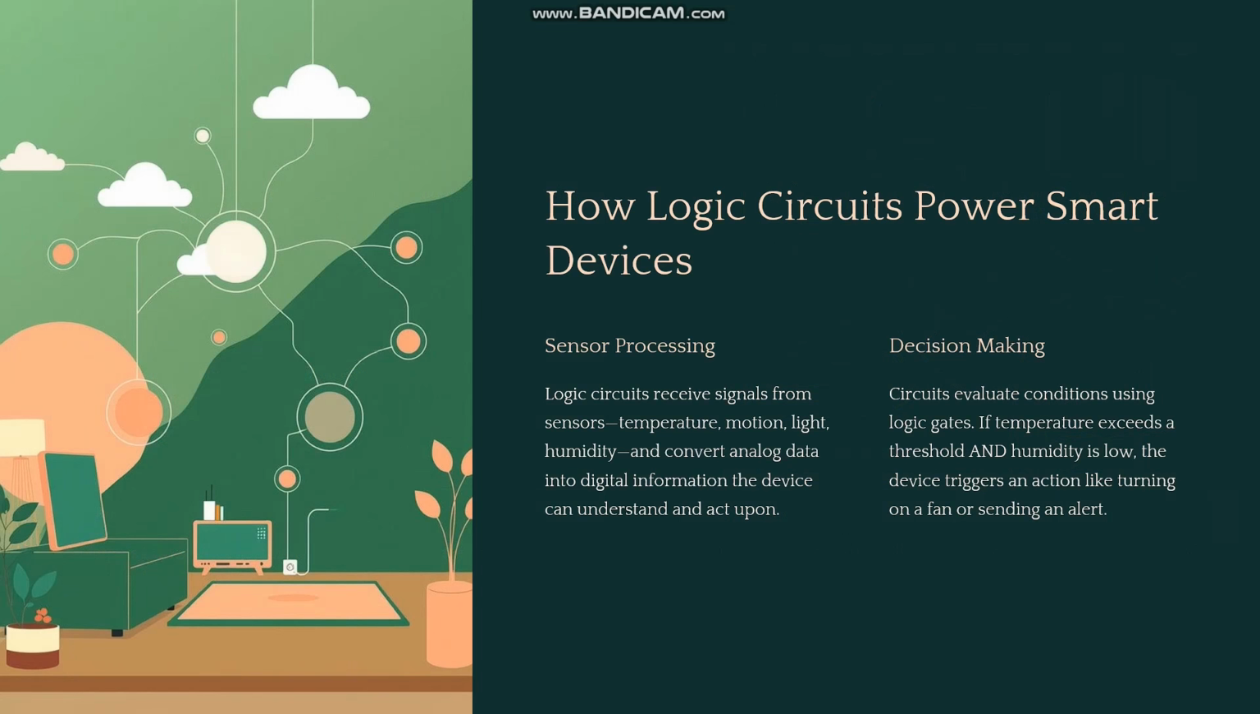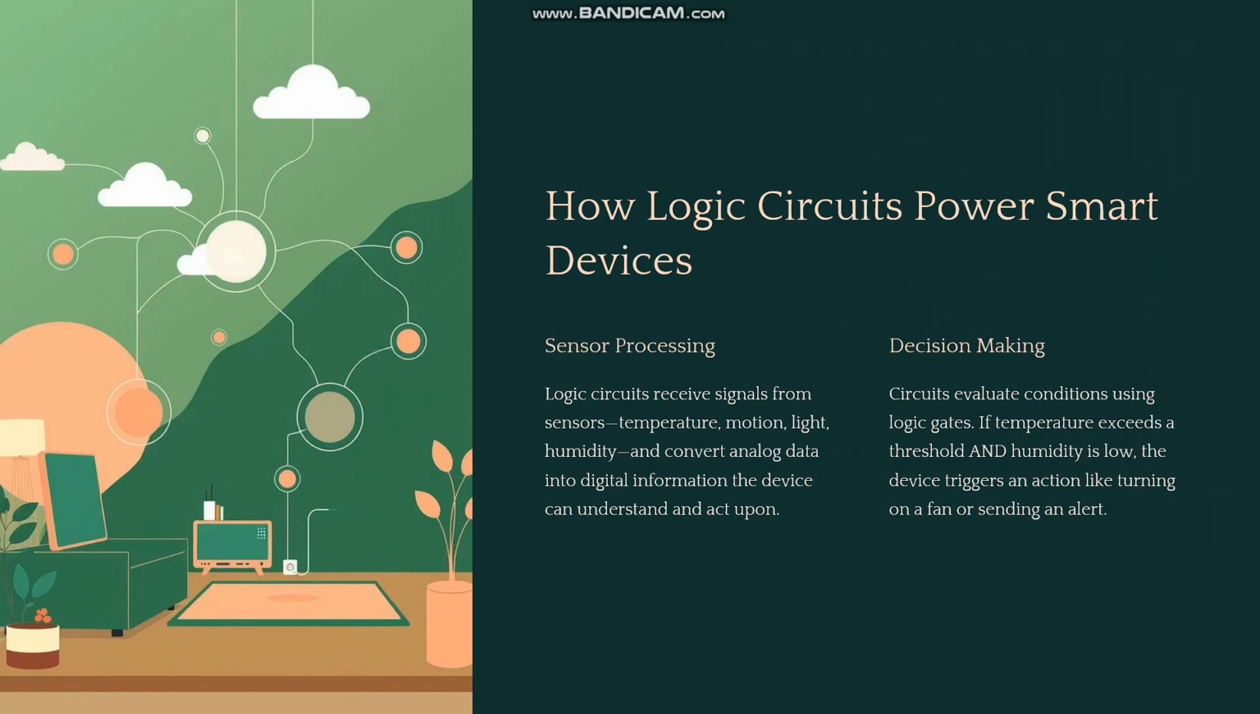Their operation can be broken down into two key stages. The first stage is sensor processing. Logic circuits receive signals from various sensors, like those for temperature, motion, light, and humidity. They convert this real-world analog data into digital information that the device can understand and act upon.